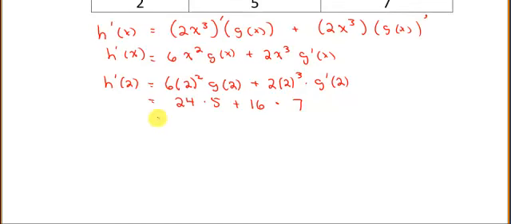And so, let's see. When I multiply 24 times 5, I get 120. When I multiply 16 times 7, I get 70 plus 42 is 112. And when I add these up, I get 232.